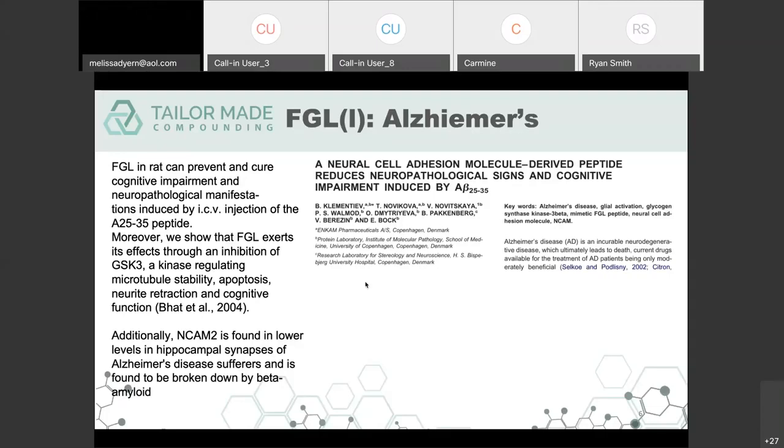And now FGL as a product is progressing to phase 2B clinical trials due to this Denmark company, and they're keeping everything pretty close to the vest.